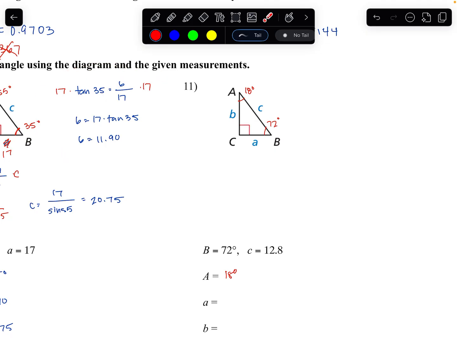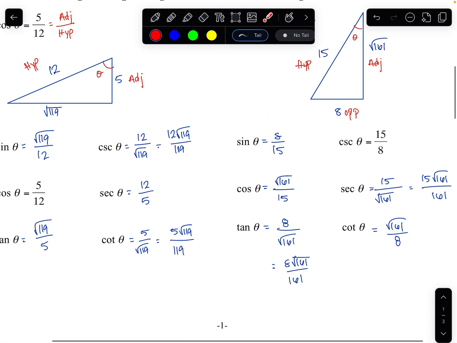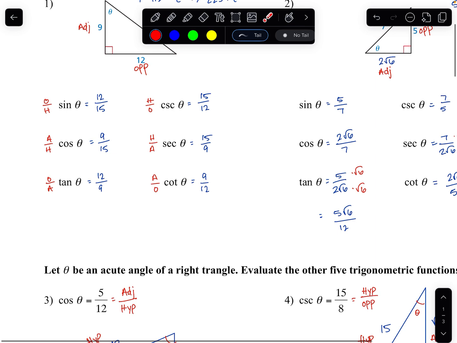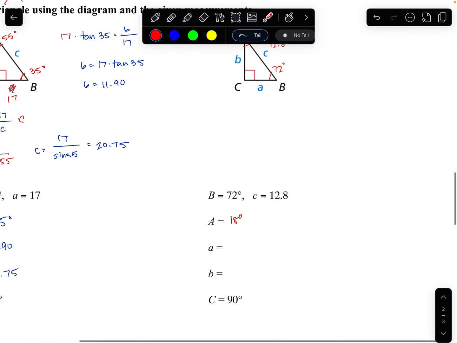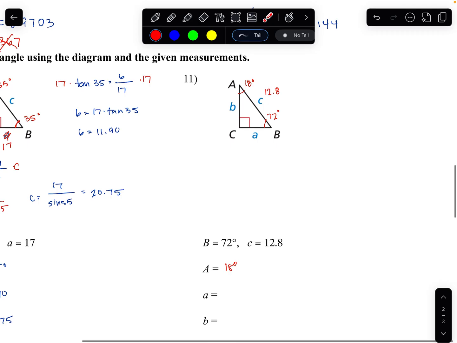So let's say, wait a minute. Let me go ahead and write in what I know. So C is 12.8. Let's see. Is there a way where C is in the denominator? The hypotenuse is in the denominator. Yes, we've got sine and cosine. Oh, wait, but I don't want C in the denominator, do I? That's the point. Oh, wait, no, I do, because I know it.